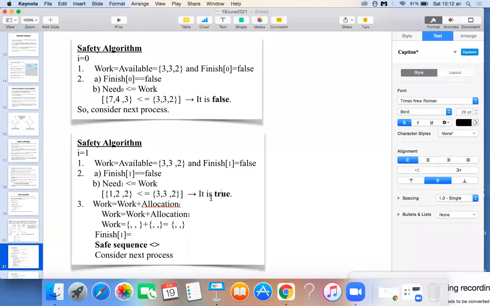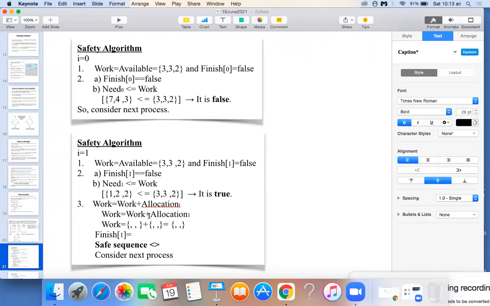Okay, since your step number 2 is true, because 1 is less than 3, 2 is less than 3, and 2 is equal to 2, your step number 2 will become true. So if it is true, we are going to step number 3, correct? So that is work is equal to work plus allocation of I, correct?